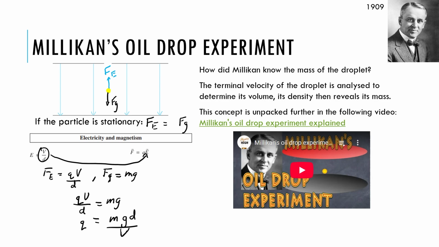g is a standard value, and the distance between the plates as well as its voltage are quite easy to measure and account for. The tricky bit is knowing the mass of the droplet. So how did Millikan know what the mass of the droplet was? Well, he didn't use a scale, but he was able to determine the terminal velocity of the droplet and analyze it to figure out what its volume and density was, and that then revealed its mass. The process is quite involved and complex, so it's something that we might unpack a little bit in class, but is not going to be within scope of the syllabus dot point nor this video.